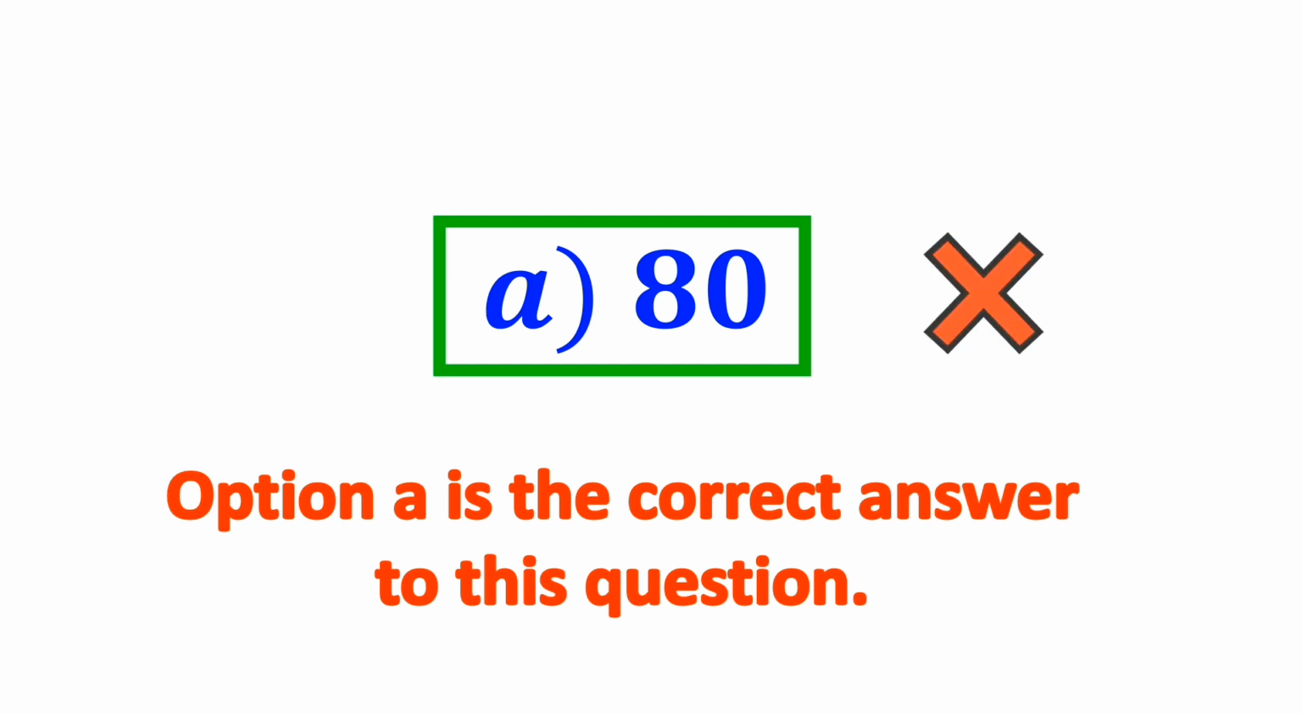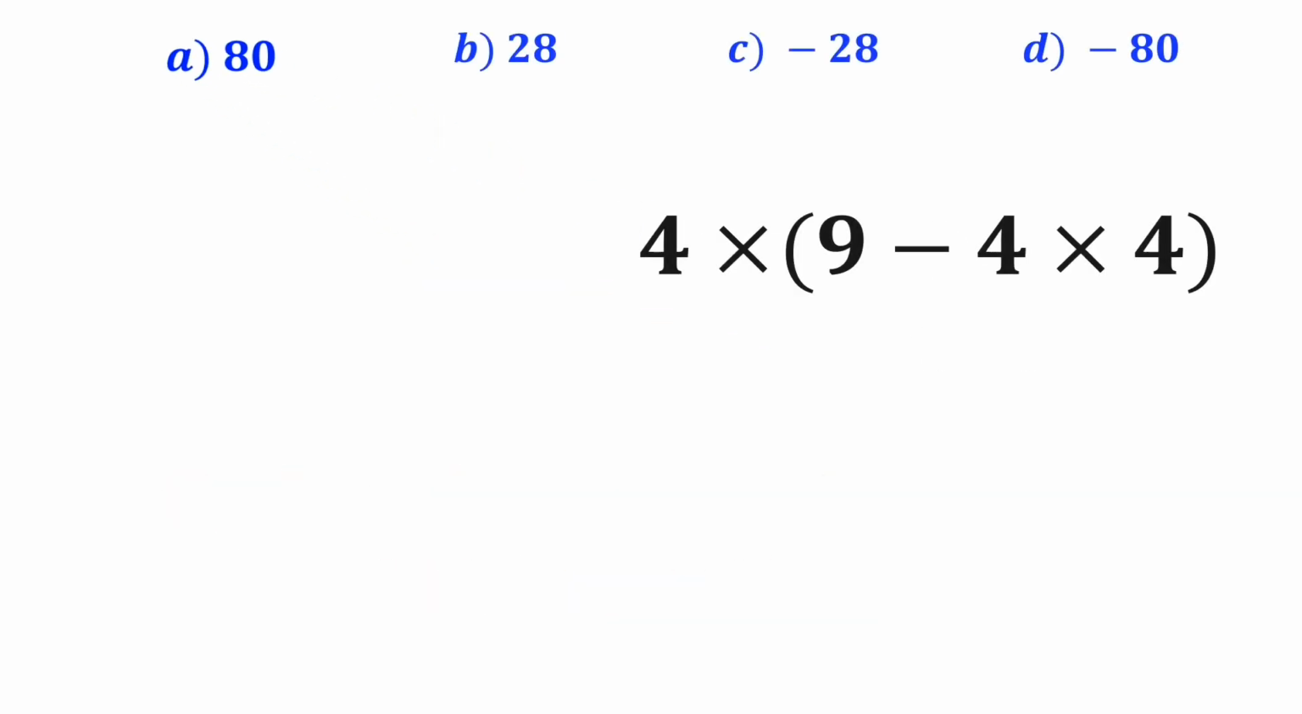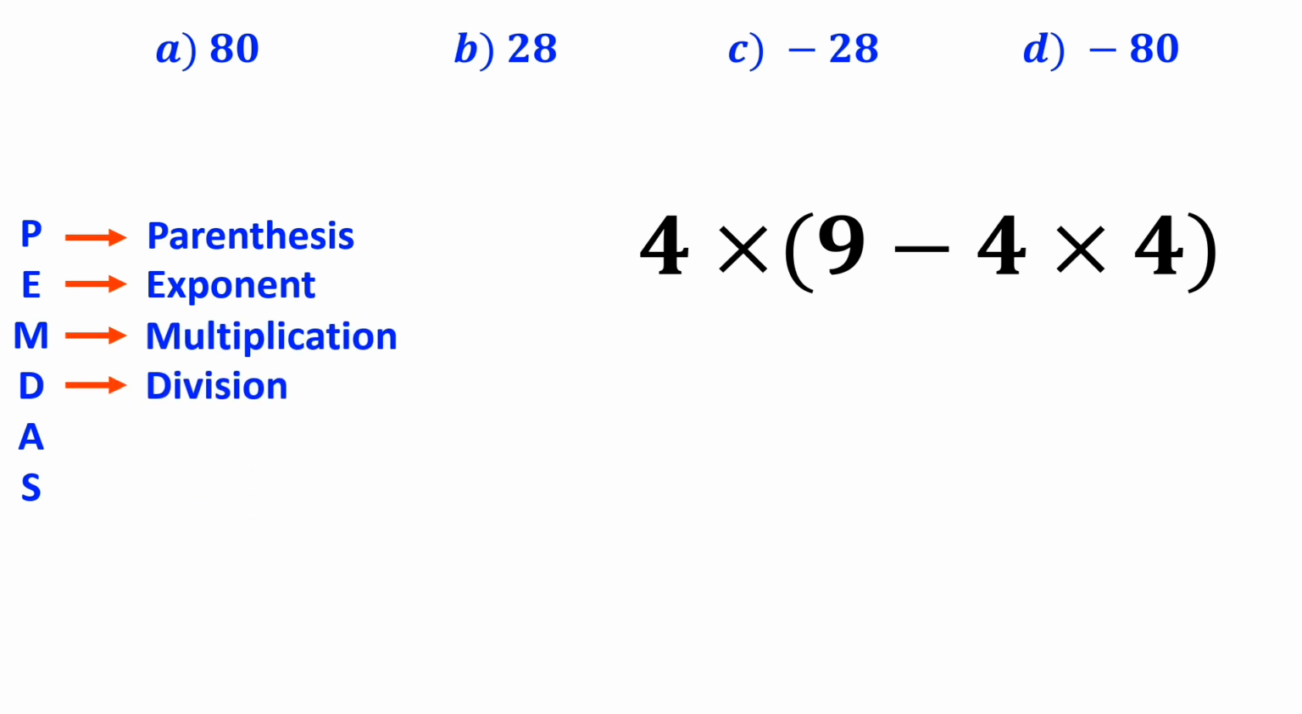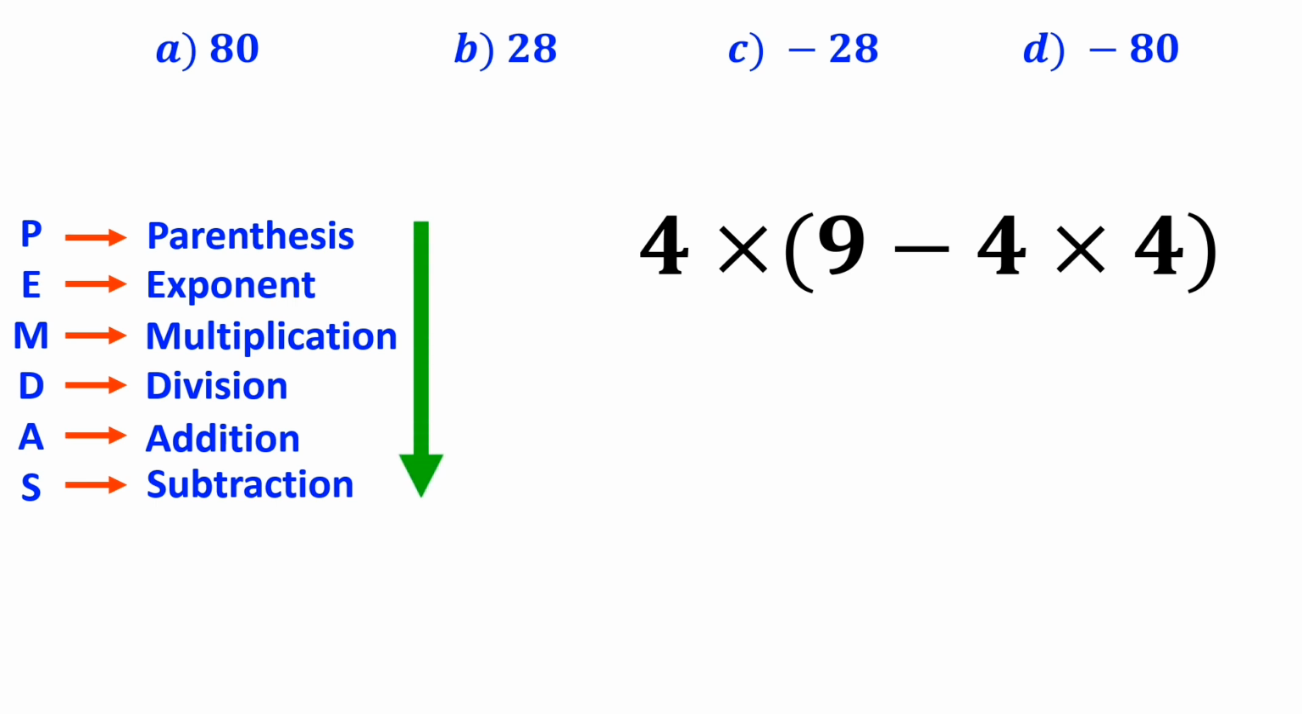But that's definitely wrong. To solve this question, we need to follow the PEMDAS rule. In this rule, P stands for parenthesis, E stands for exponent, M stands for multiplication, D stands for division, A stands for addition, and S stands for subtraction. We have to follow the order of operations I told you, step by step from top to bottom. So, we start with the parenthesis first.